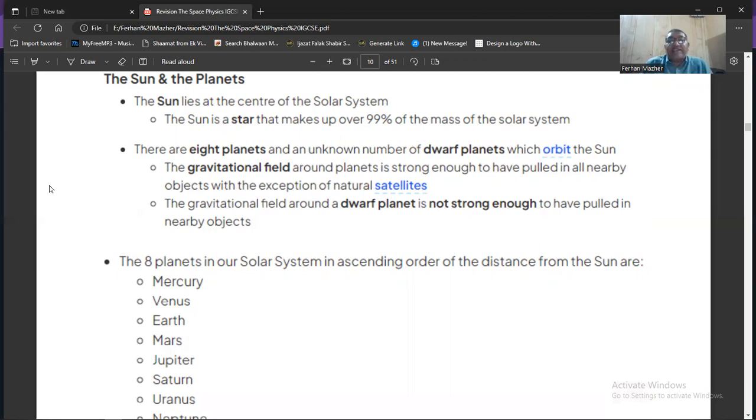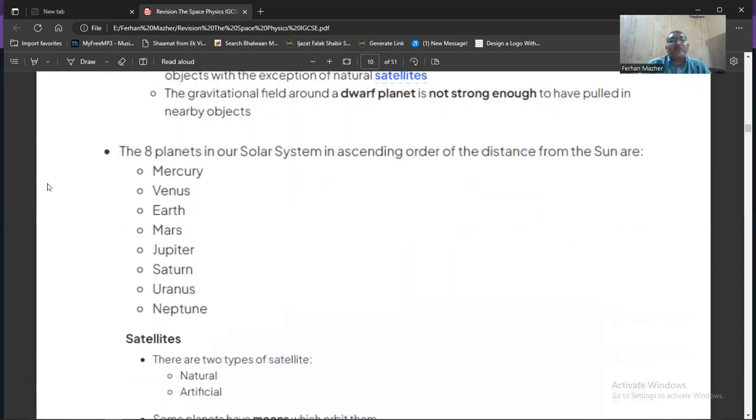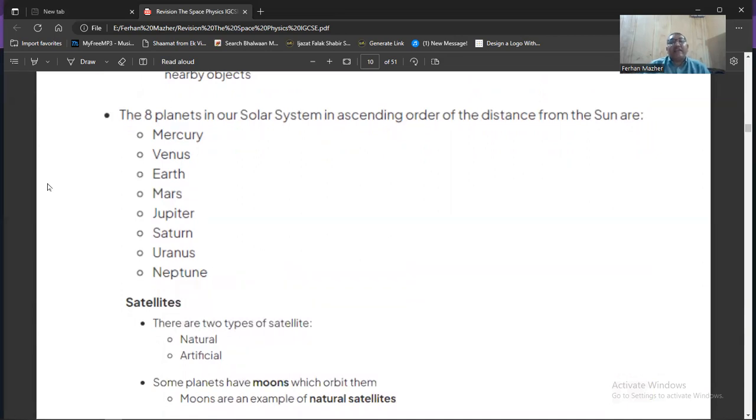There are 8 planets and an unknown number of dwarf planets which orbit the sun. The gravitational field around planets is strong enough to have pulled in all nearby objects with the exception of natural satellites. The gravitational field around a dwarf planet is not strong enough to have pulled in nearby objects. The 8 planets in our solar system in ascending order of distance from the sun are Mercury, Venus, Earth, Mars, Jupiter, Saturn, Uranus, Neptune.